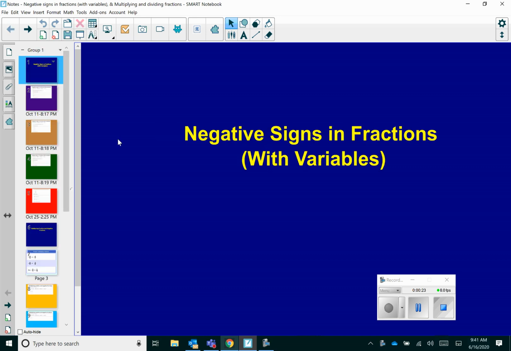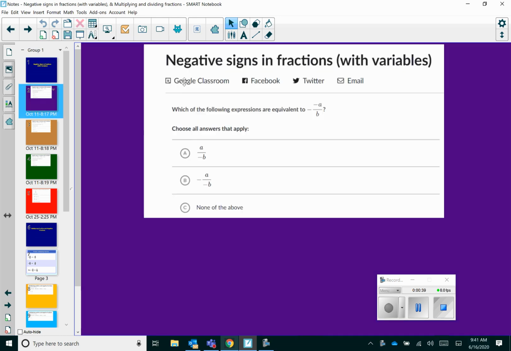So starting with negative signs and fractions with variables. If you can recall from the last lesson, we learned that trick that if you have an even number of negatives, your answer should be positive. And if you have an odd number of negatives, your answer should be negative. So let's take a look at one of these.